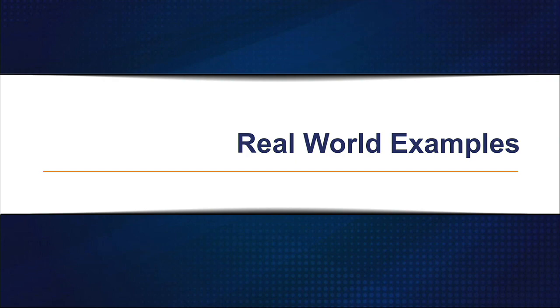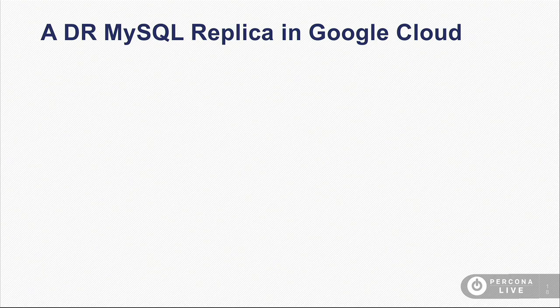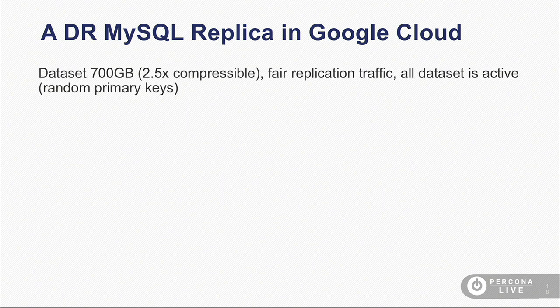So let's go to some examples. Let's say you want to set up a disaster recovery slave, and here I'll take Google Cloud. You have a data set of about 700 gigabytes. It's pretty good in terms of compression, 2.5x. You have a decent replication traffic, but all the data set is active because the largest tables have a UUID primary key, for example. So they are accessed all over the place. So let's see what the requirement would be here.